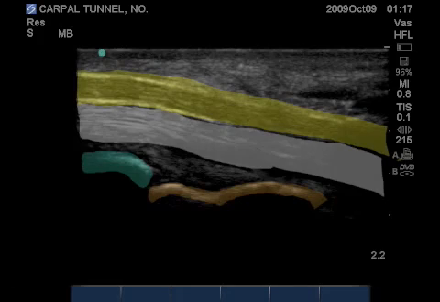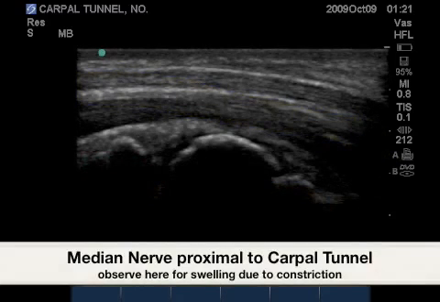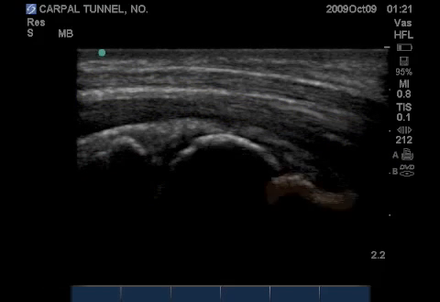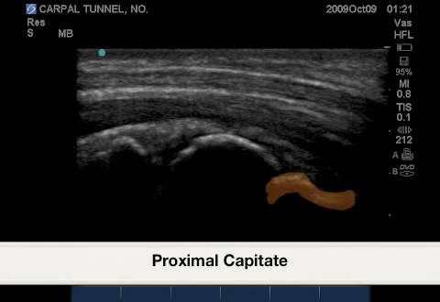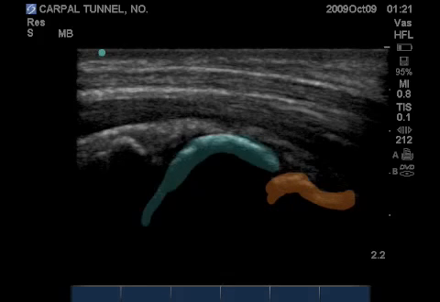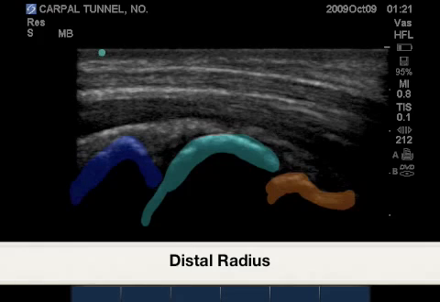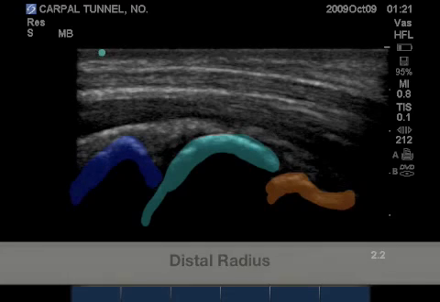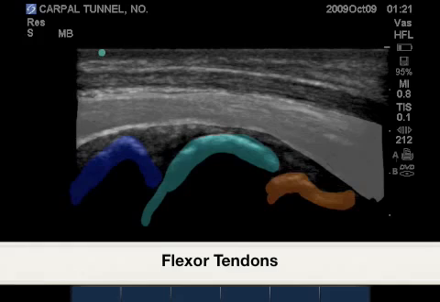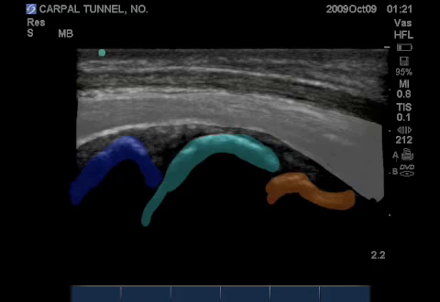Seen here is the proximal carpal tunnel. Highlighted is the proximal capitate surface, lunate surface, and distal radius in blue. As seen before, we have the deep and superficial flexor tendons, followed by the yellow representing the median nerve.